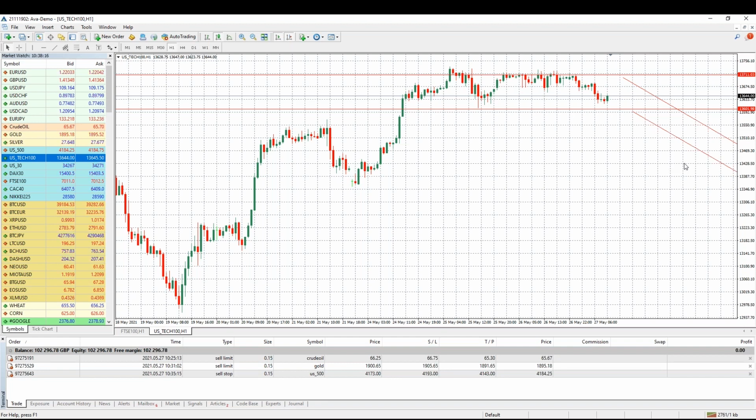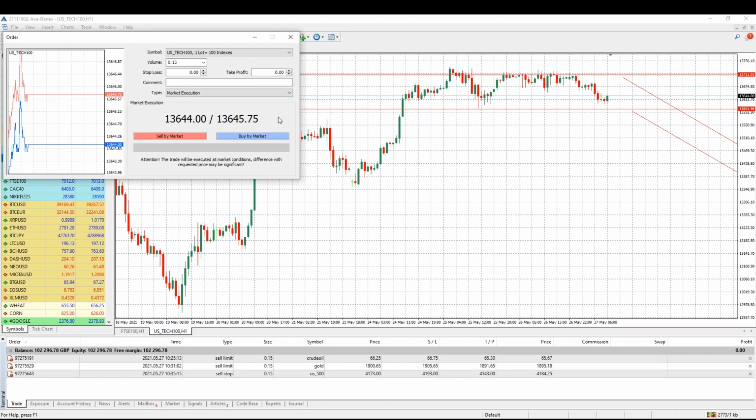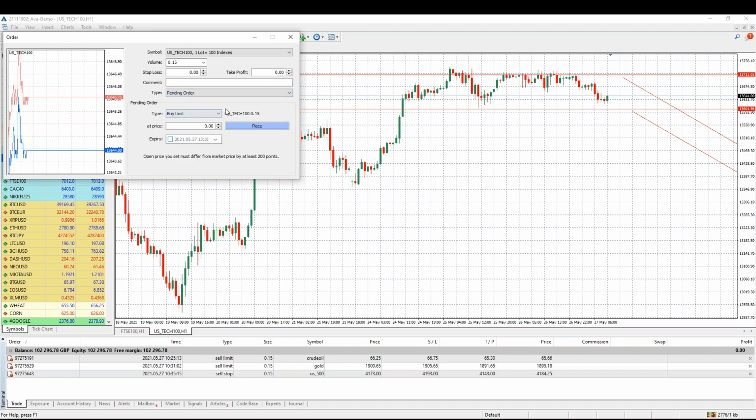So NASDAQ, you could put a sell limit from this resistance level if you think the market should push down further today. So if it pops back up to the resistance, a sell limit would sell from that spot. You also could prepare a sell stop from down here. Maybe we'll do an example of a sell limit on the US Tech 100, which is NASDAQ. Pending order, sell limit.